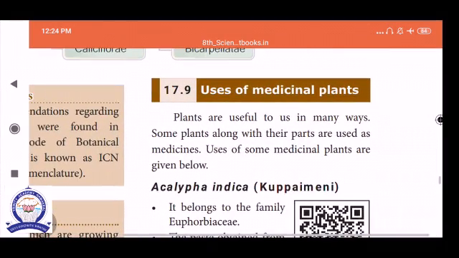Next topic, uses of medicinal plants. Uses of medicinal plants. See this.